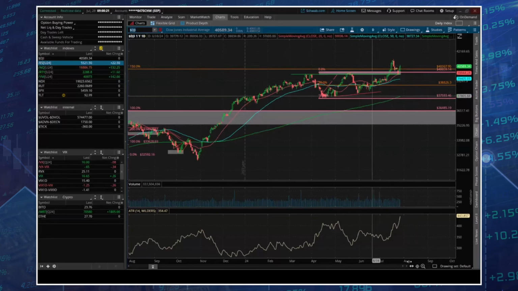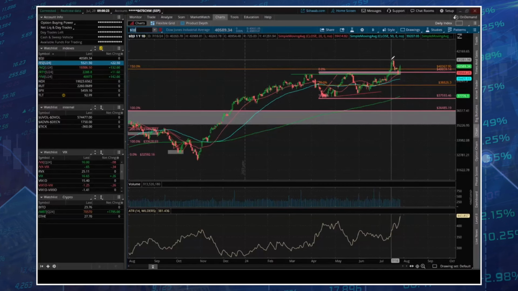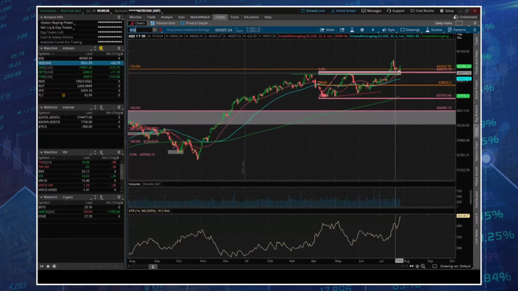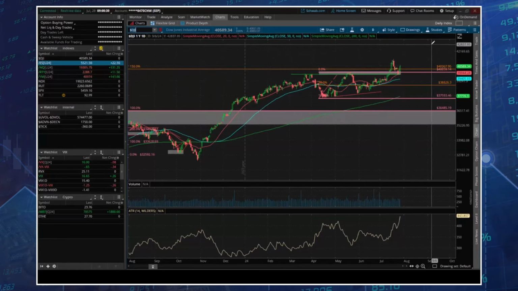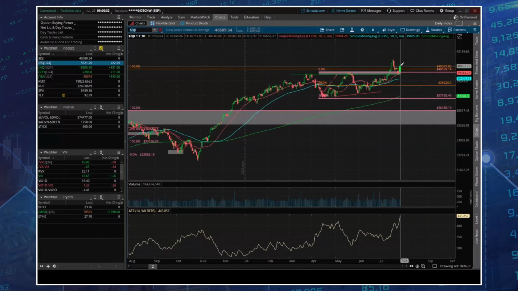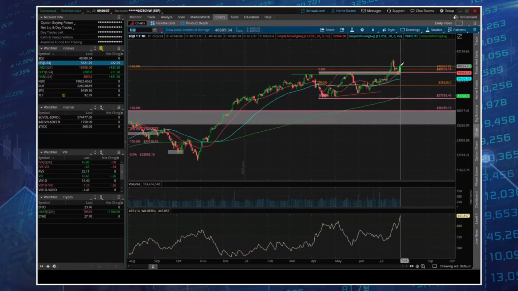So our primary assumption here in isolation is this bounces, we come back high here, we break swing high, and we continue to go higher. So this would not be considered a dead cat bounce. We're getting a little bit of divergence in how the indexes are behaving.